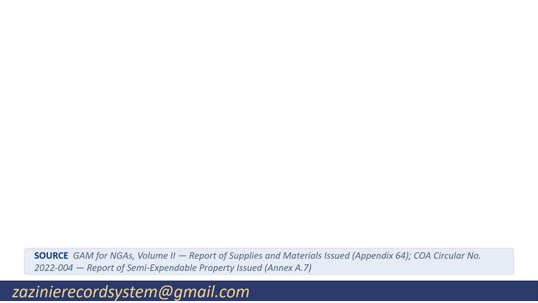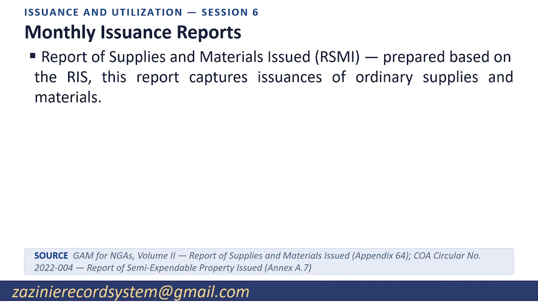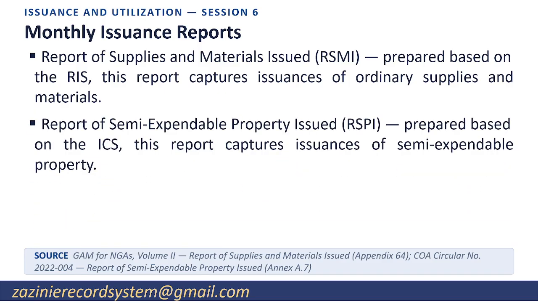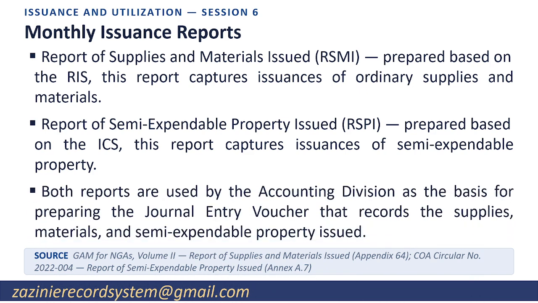Monthly issuance reports. Report of supplies and materials issued, RSMI, prepared based on the RIs. This report captures issuances of ordinary supplies and materials. Report of semi-expendable property issued, RSPI, prepared based on the ICs. This report captures issuances of semi-expendable property. Both reports are used by the accounting division as the basis for preparing the journal entry voucher that records the supplies, materials, and semi-expendable property issued.